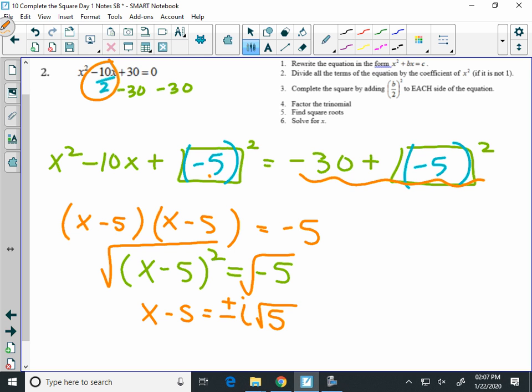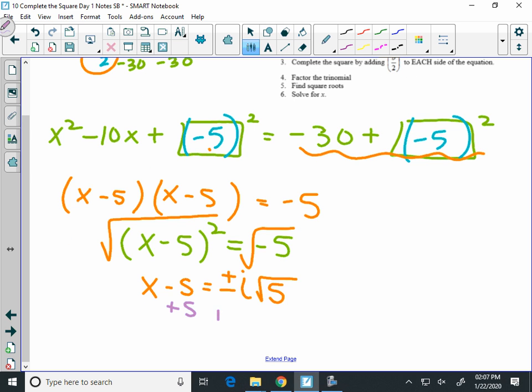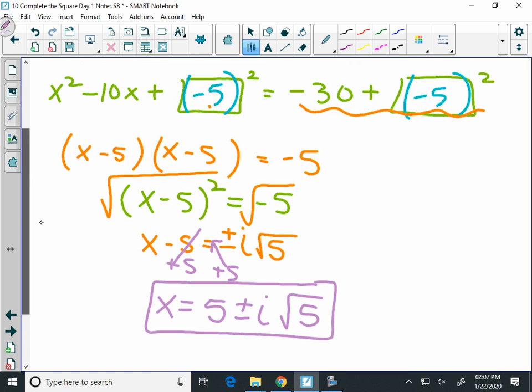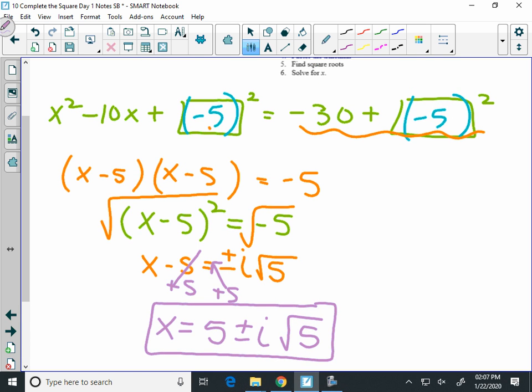Can we simplify radical 5? Nope. So then we need to get x by itself. How are we going to get x by itself? And where's it going to go? Right in front. So it becomes x equals 5 plus or minus i radical 5. And there we go. And if you did this with the quadratic formula, you would get the same exact thing. Questions over that?